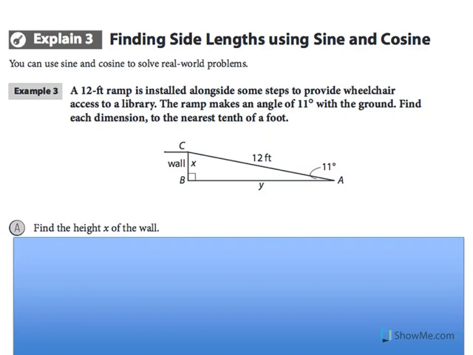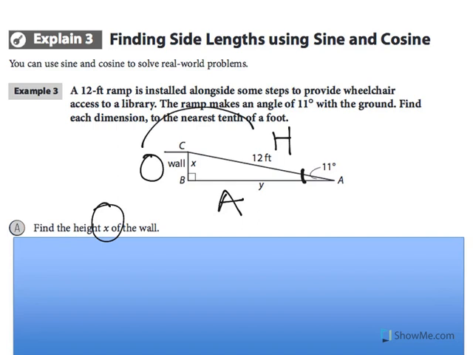Finding side lengths using sine and cosine. You can use sine and cosine to solve real-world problems. Example 3. A 12-foot ramp is installed alongside some steps to provide wheelchair access to a library. The ramp makes an angle of 11 degrees with the ground. Find each dimension to the nearest tenth of a foot. So here we're observing from this angle. We know that this is opposite, this is our adjacent, and that is the hypotenuse. We're solving for x, so we're looking at opposite and hypotenuse, so we use sine.